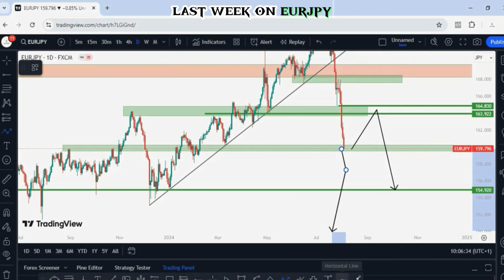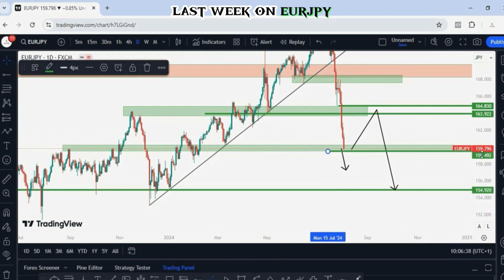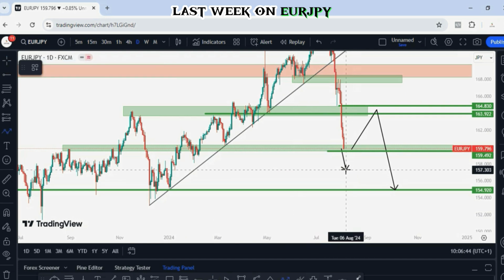So I'd like to see a proper break below 159.492, a proper break below it. Remember, I'm doing this analysis on the daily time frame. So once there is a proper break of 159.492, then we'll wait for the pullback on the 15 minutes, 30 minutes, 1 hour time frame, or 4 hour time frame, depending on your preference.